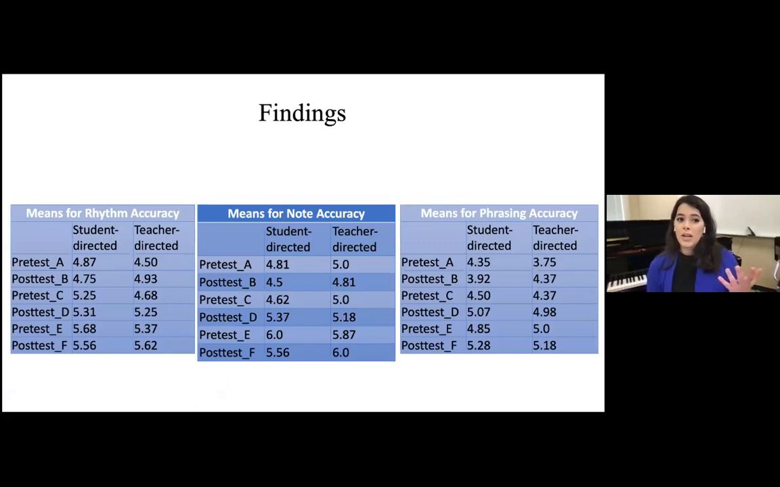So you see that for rhythm accuracy, they started with an average of 4.5 and 4.87, and they finished with 5.56 and 5.62. So there is a slight improvement for both groups.